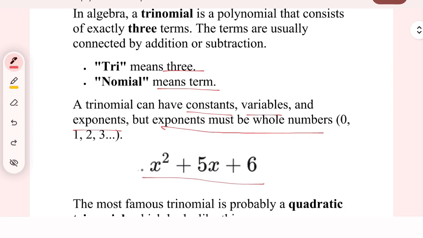In the first term, x squared, we have an exponent, 2, right? X raised to the power 2. And the second term is 5x, where 5 is the coefficient and x is the variable. So in this trinomial, the only variable involved is x, right? And the constant is 6. The coefficient of the second term is 5. All right?